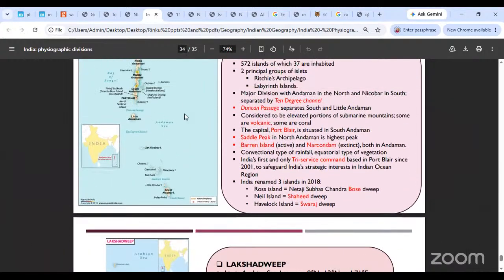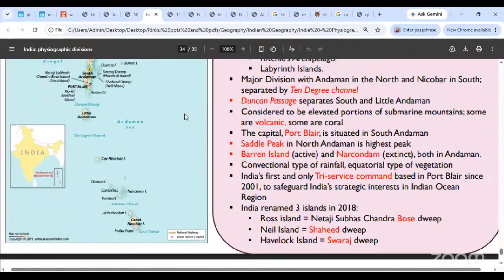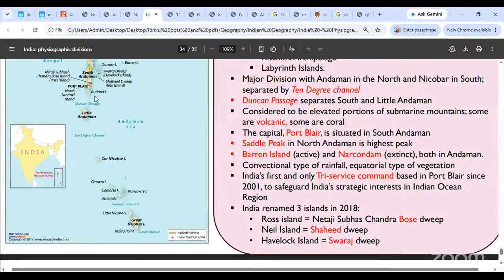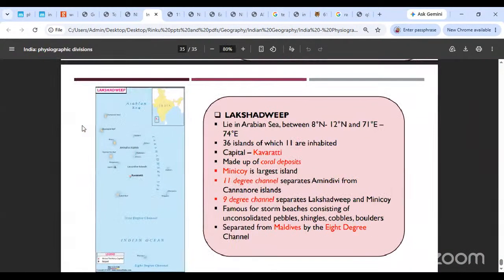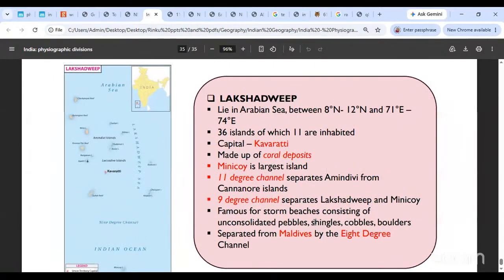Next you go to... So हमको यहाँ पे दो major water bodies मिलते हैं. The 10 degree channel that divides the Andaman and Nicobar Islands, and the Duncan Passage which will provide a divider between the South Andaman and the Little Andaman Island. Okay. Now you go to the Lakshadweep Islands. We are saying Lakshadweep Islands जो है, they lie in the Arabian Sea. Okay, between 8 and 12 degrees north and 71 degrees to 74 degrees east. Okay. So 36 islands हैं यहाँ पे, of which 11 are inhabited.